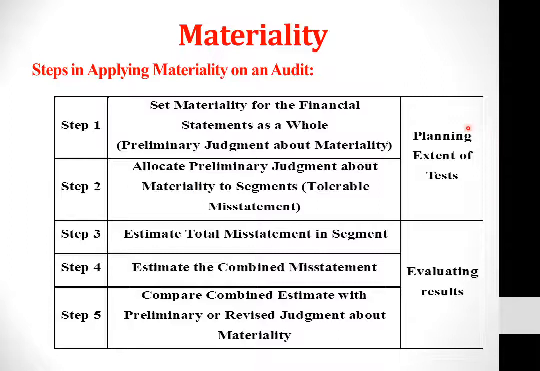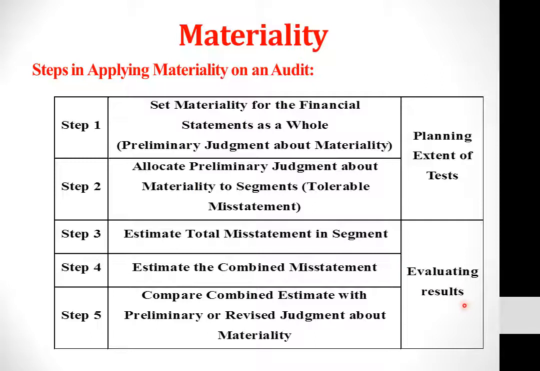Okay. Third step, estimate total misstatement in segments. And some researchers say that the third step is performed in the testing phase. Step number four, estimate the combined misstatements. And step number five, compare combined misstatements with the preliminary or revised judgment about materiality. And step number four and step number five are in the final stage of the audit process, evaluating results.